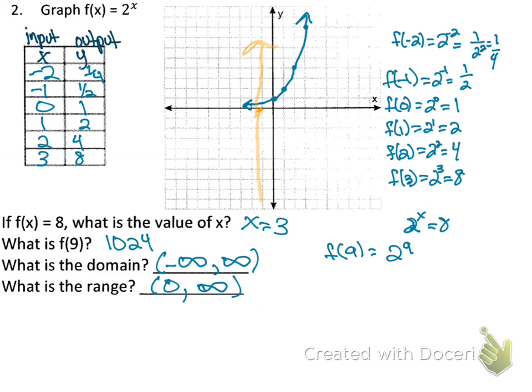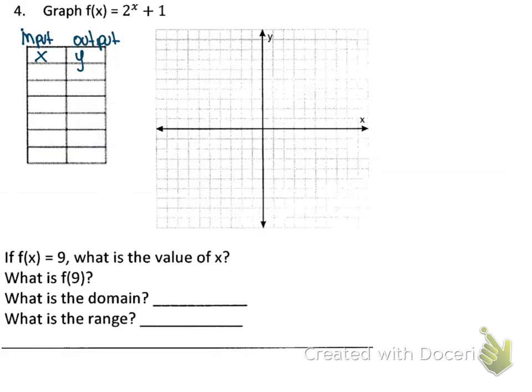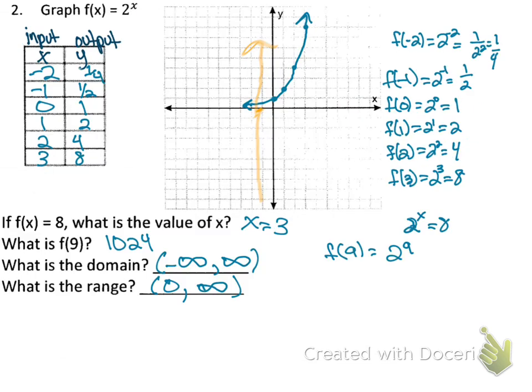Taking a look at another exponential function we have on problem 4, you're going to do it the same way. And it's really similar. It just has this plus 1 right there. So you're going to do those same things. And then pay attention to how it moves or changes your graph compared to the graph that we just did on problem 2.